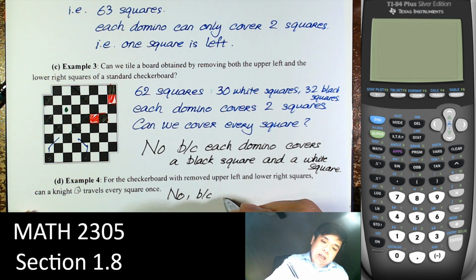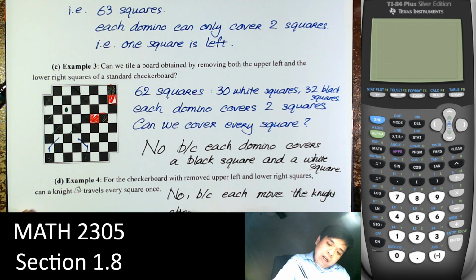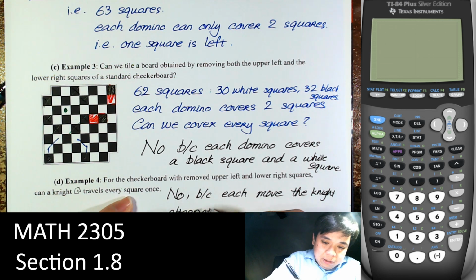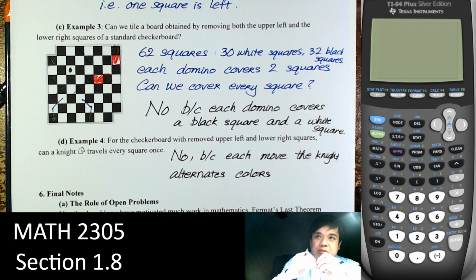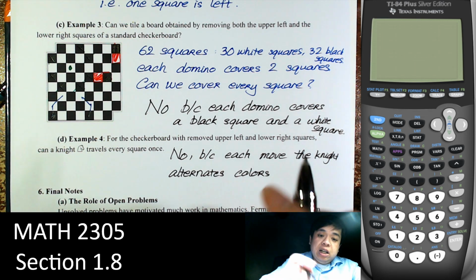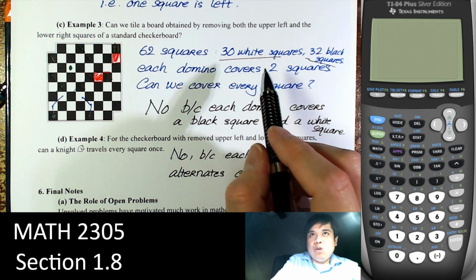Because each move, the knight alternates colors. I should say the square where it stands changes color every time it moves. But of course you get the idea. Now if it changes color like this and we have an uneven number of white squares and black squares, it will not work.